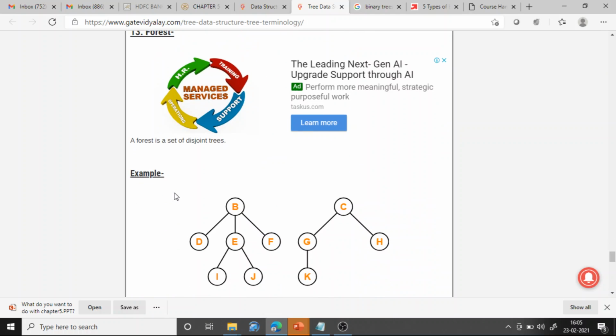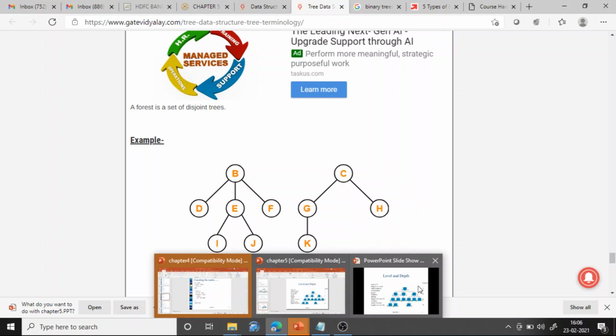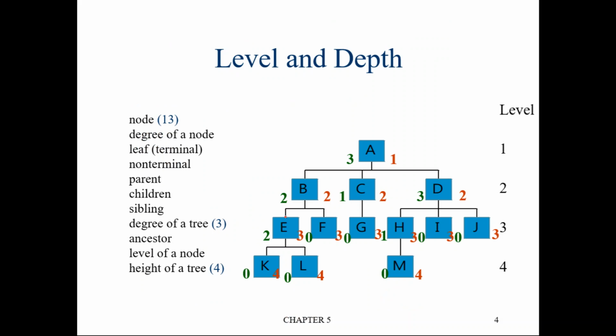Forest. What is a forest? A forest is a set of disjoint trees. In real life also, a forest is a collection of trees. So when you combine two or more trees, that is a forest. So this is one tree, this is another tree, and put together it is called a forest. So these are the various terminologies with respect to trees.